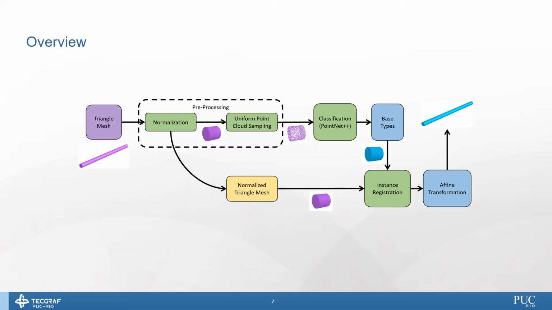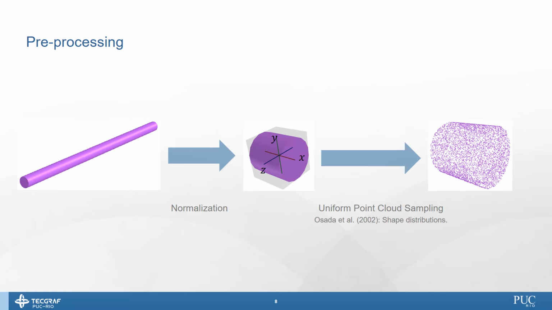So the framework. The framework takes as input a triangle mesh and then performs a normalization step. After that, we sample a uniform point cloud on the surface, and this point cloud is used as input to the PointNet++ to obtain the base type, which has a reference mesh associated. This reference mesh, alongside the normalized triangle mesh, is used in the instance registration step to obtain an affine transformation that can instantiate the input triangle mesh using the base type reference mesh.